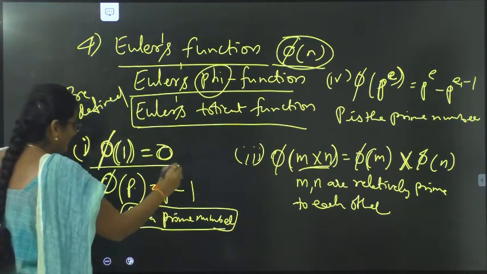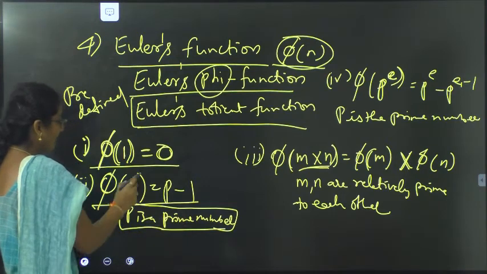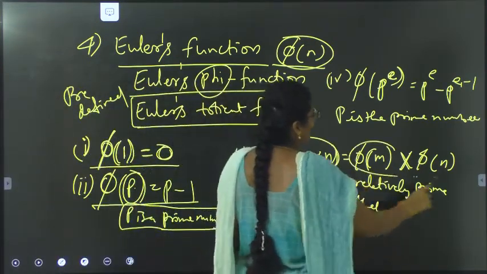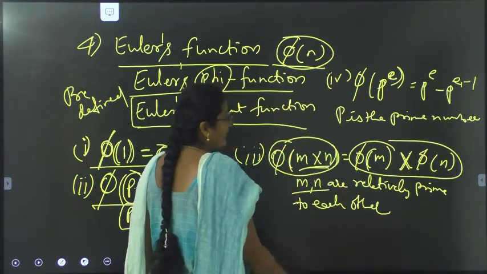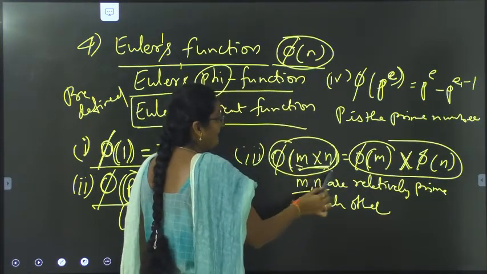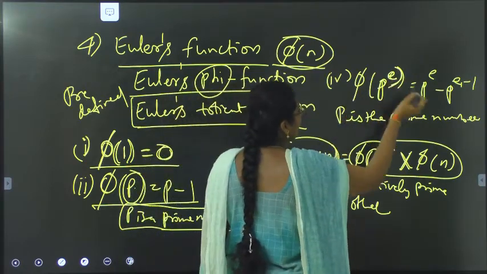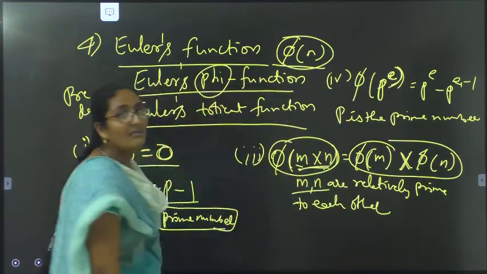So phi of 1 is 0, phi of p is p minus 1, where p is a prime number, phi of m into n equals phi of m into phi of n, where m and n are relatively prime to each other. And finally, phi of p power e equals p power e minus p power e minus 1.